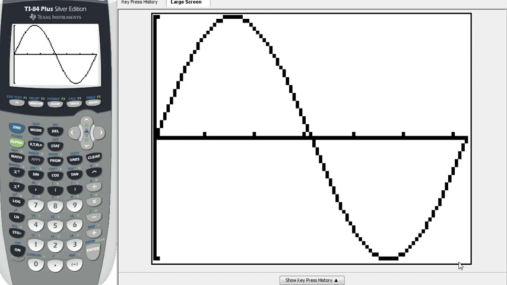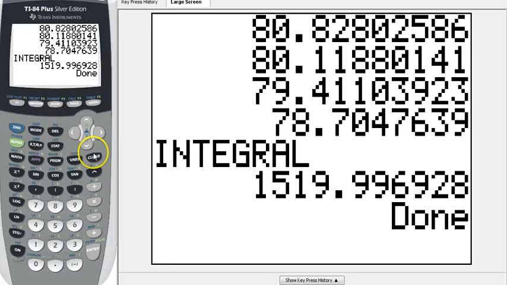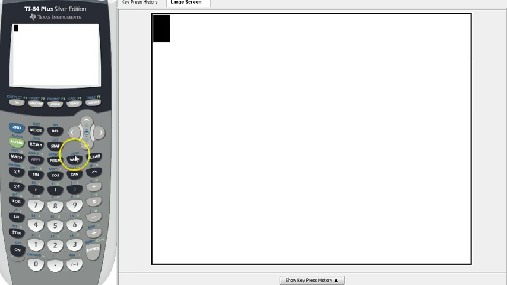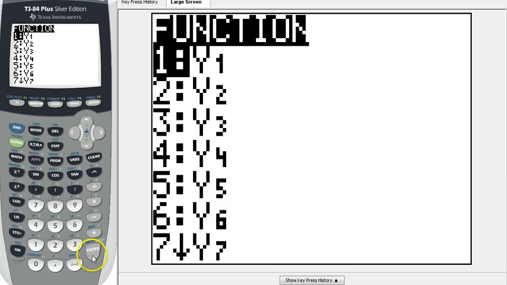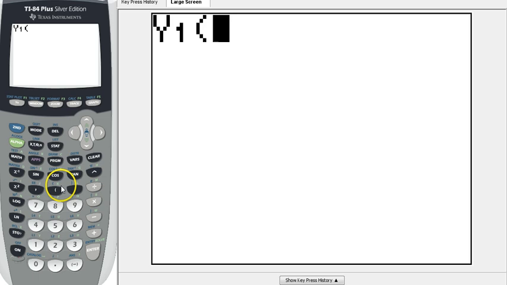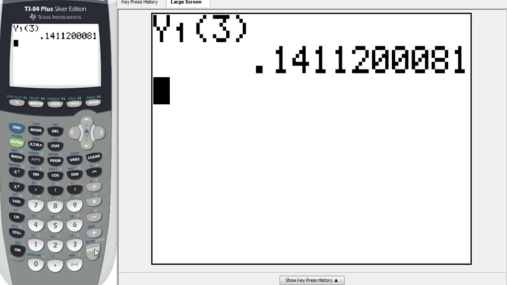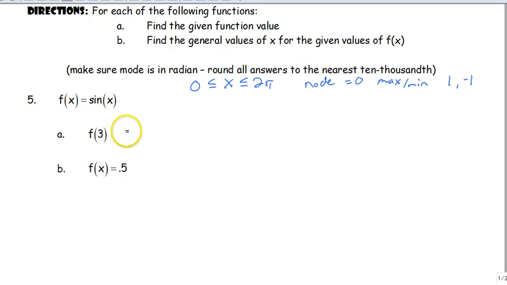Now, we're going to use that later, but before we do that, we want to find out the value when x is 3. So you can either use your table, or we can use function notation. I'm going to use function notation right now. Do you guys remember to do vars, y vars, and then hit enter on function, and then we have y1. I want to know what y1 is when x is 3. When you hit enter, you get that the trig function is 0.1411. So that's my final answer for this one, 0.1411. And you could also look at the table if you wanted to.